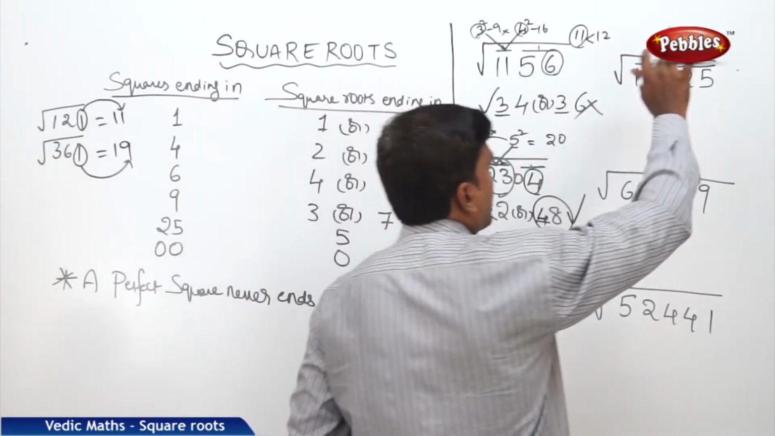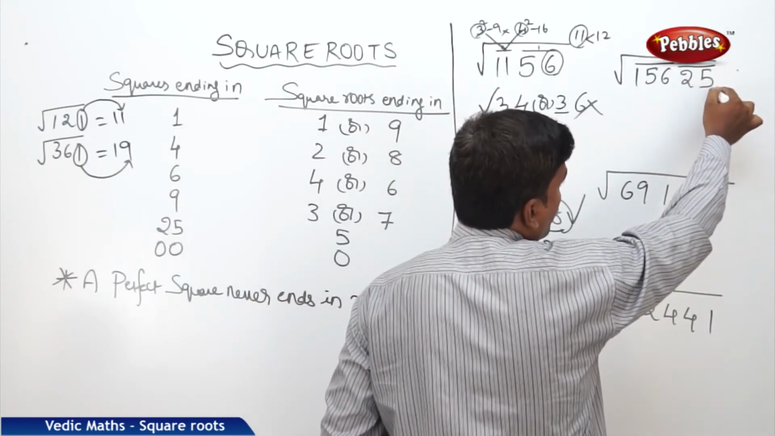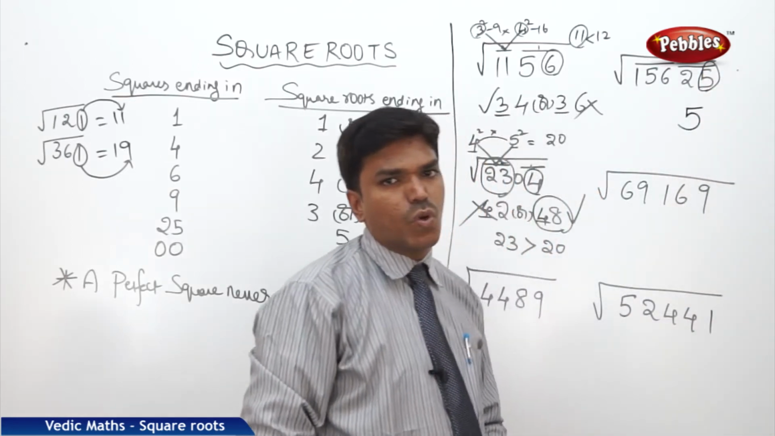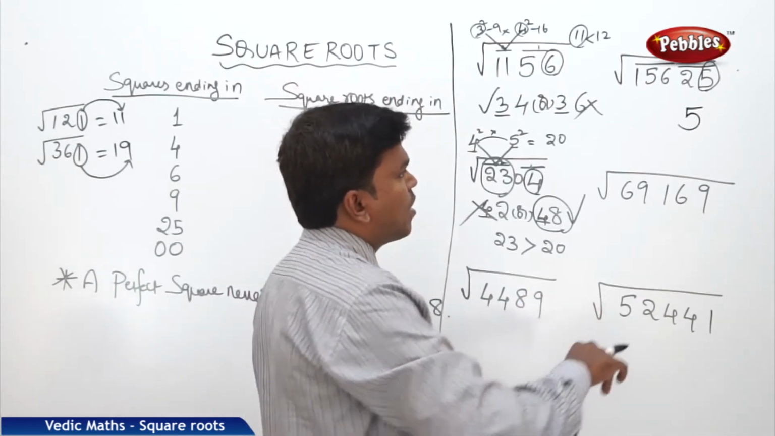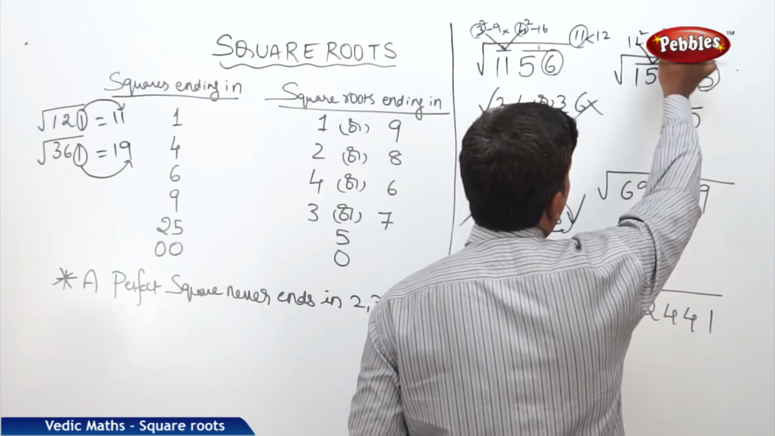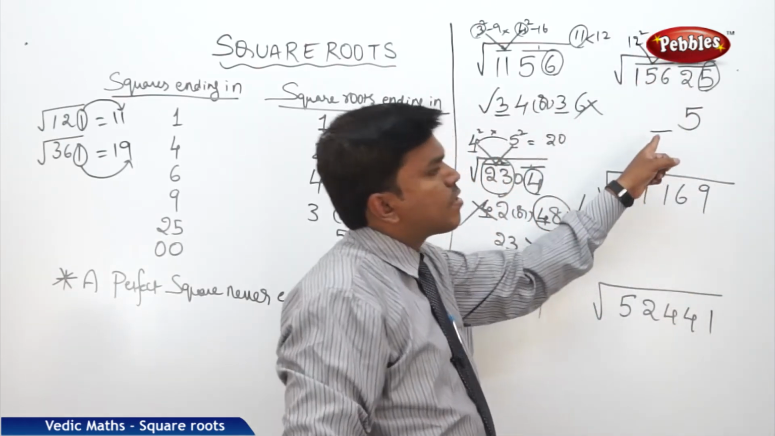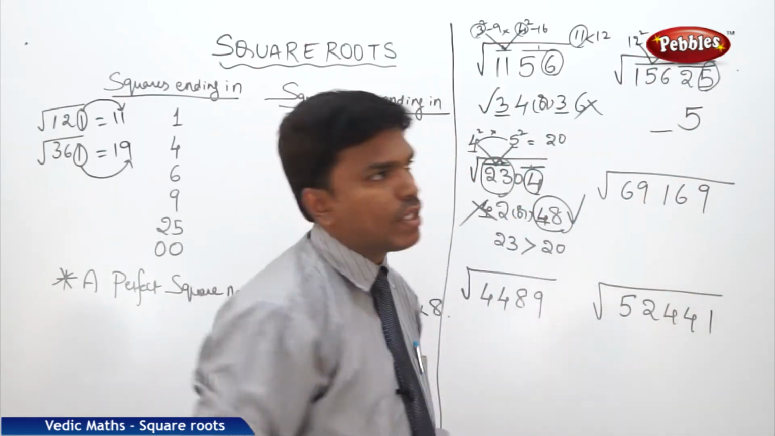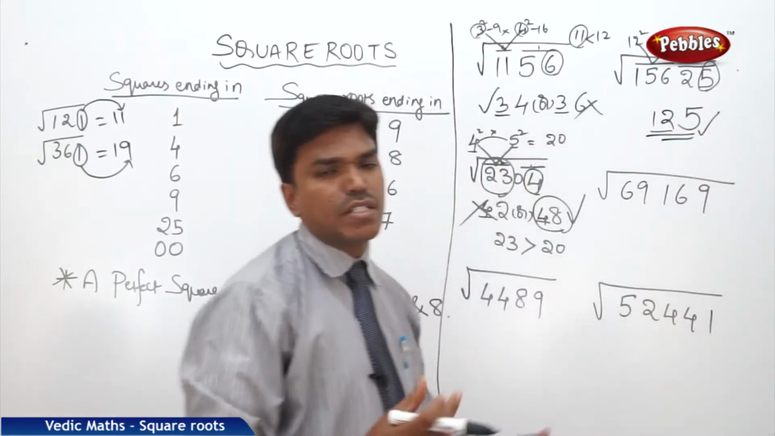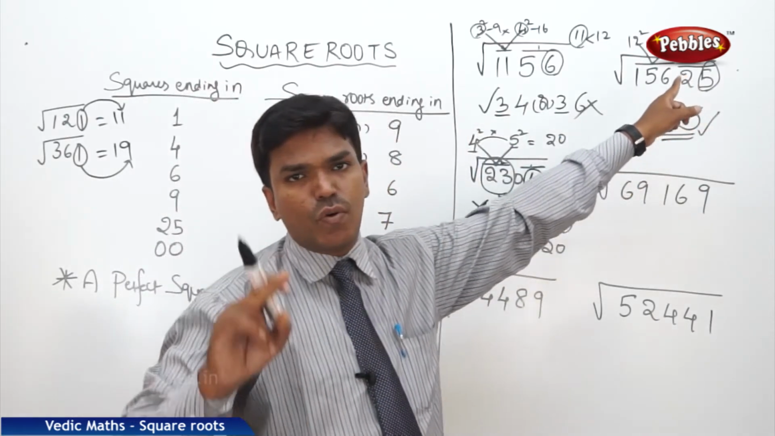Now first of all, what is the first condition? The square number is ending in 5, so the square root also ends in 5. Only one possibility, right? Now come to the second partition. 156. 156 falls between 12 square and 13 square. Yes or no? But the left side part of the answer is always filled with the lesser number, that is 12. So my answer is 125. That's it. As simple as that. Why? Because in the other cases we got 2 possibilities, but here the root ends only in 5.